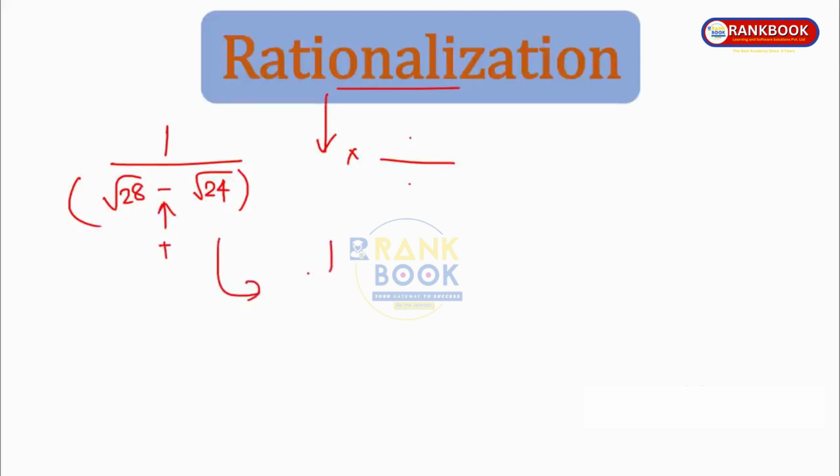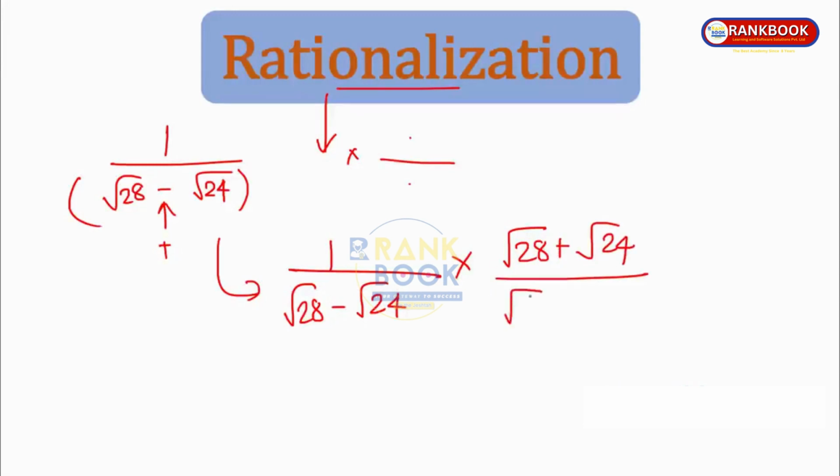Let us see how to rationalize this. Root of 28 minus root of 24 multiplied by root of 28 plus root of 24. Here it was minus, so we write plus, divided by root of 28 plus root of 24. Again here it was minus, so plus. So we multiply and divide by the same thing; the only thing is to change the sign.